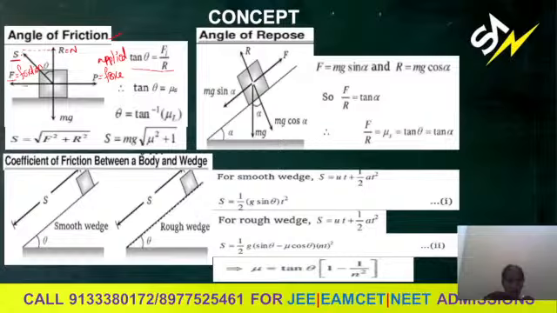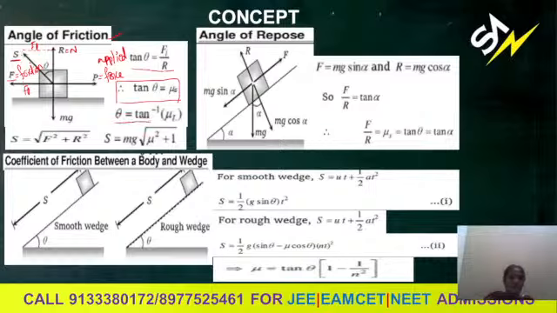If this side is FL, the other side is also FL. Then tan theta will be equal to FL by R, opposite by adjacent side. Therefore, tan theta is equal to mu s when there is a limiting friction value, which is the maximum static friction. So the coefficient of friction is equal to the tangent of the angle made by the resultant.